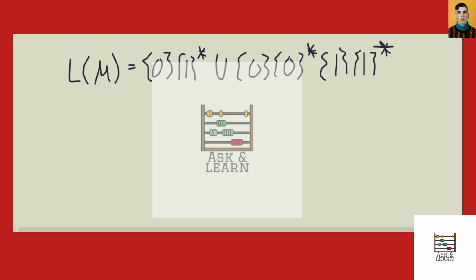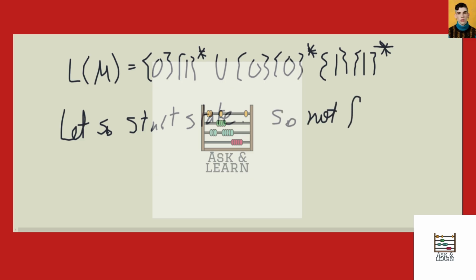Now, to construct the deterministic machine, let S0 be a start state. Now consider the empty string. The empty string should not be recognized by the machine, and therefore, it follows that S0 should not be a final state.